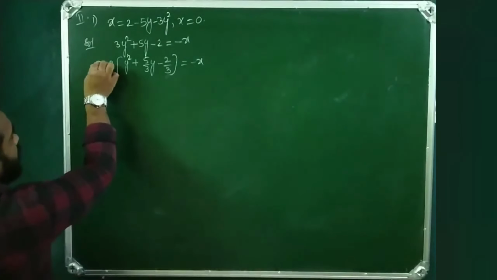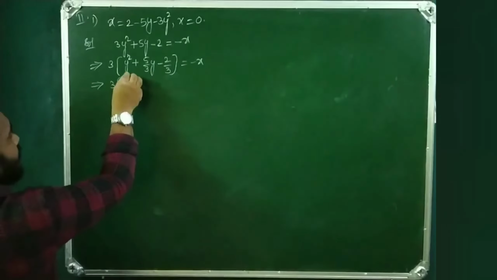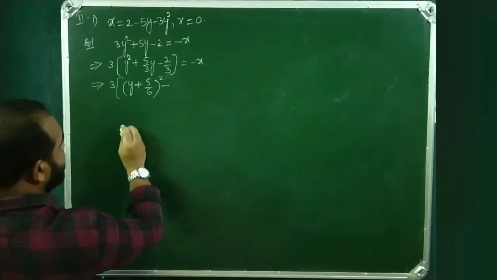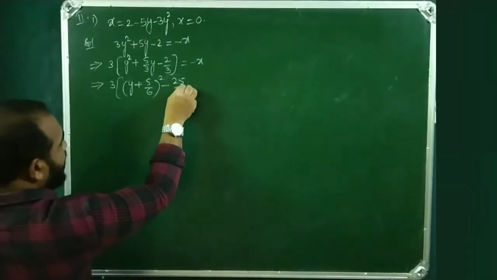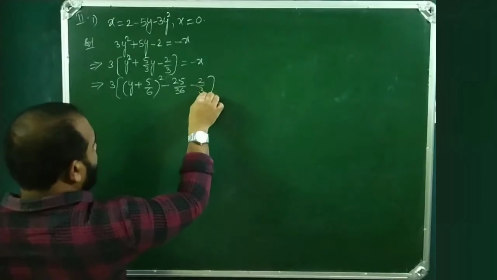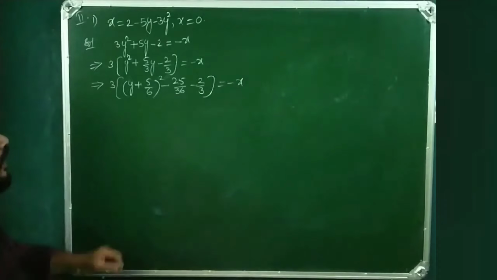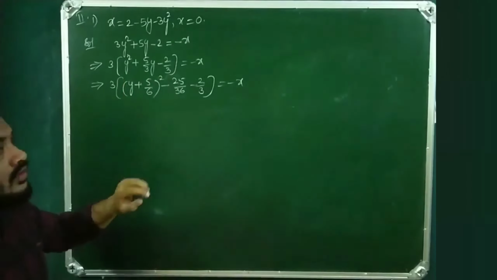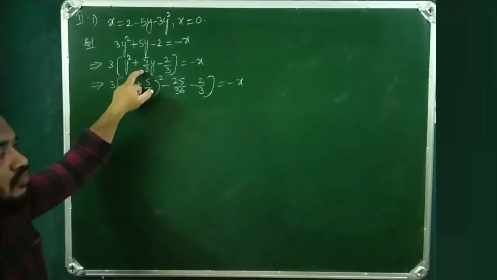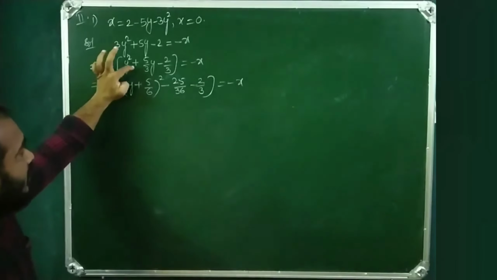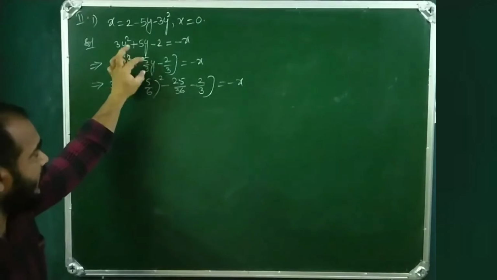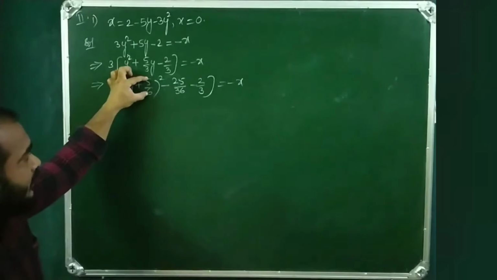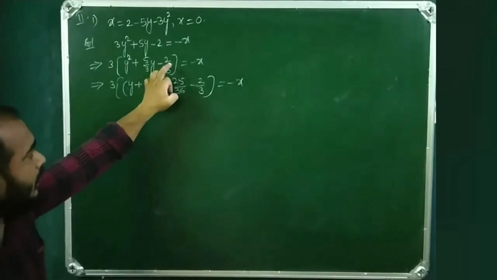So this is equals to 3 into this is y plus 5 by 6 whole square minus 25 by 36 minus 2 by 3 is equals to minus x. That is, I'm just trying to convert this into a plus b whole square, a square plus 2ab plus b square. See this, y square, y I have taken, plus the coefficient of y is 5 by 3, take its half, complete the square, minus 5 by 6 whole square is 25 by 36, minus 2 by 3.